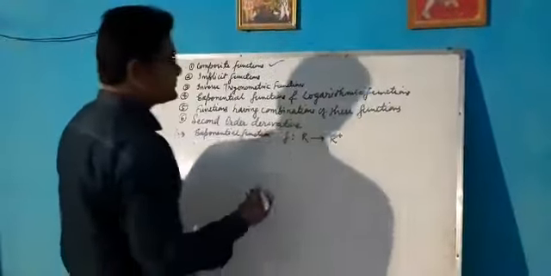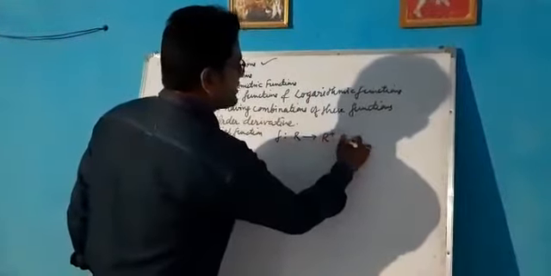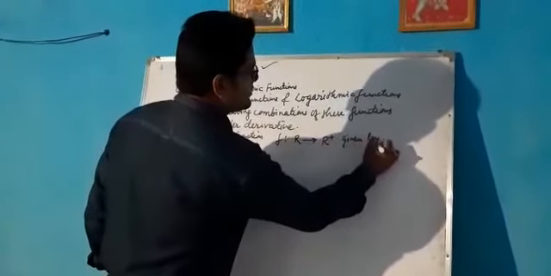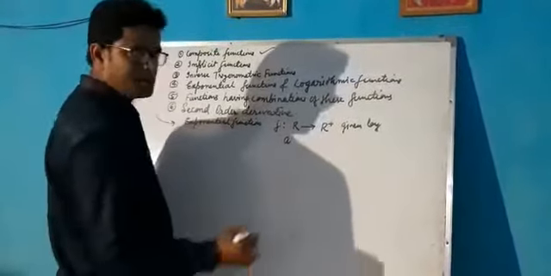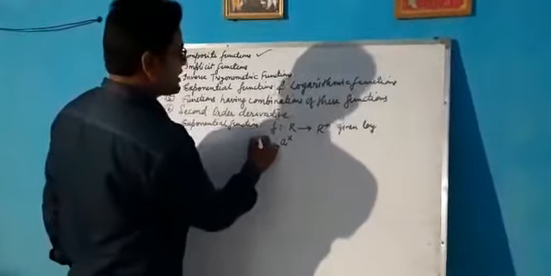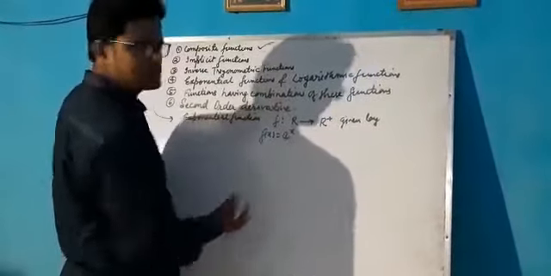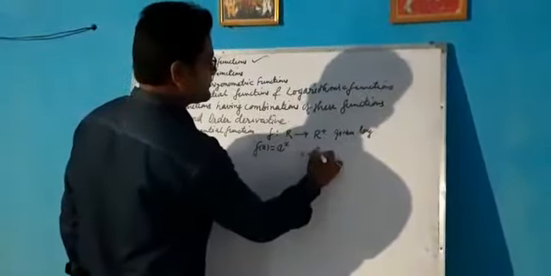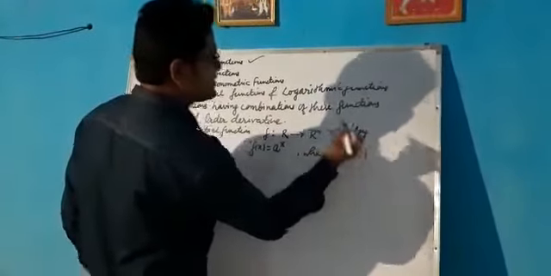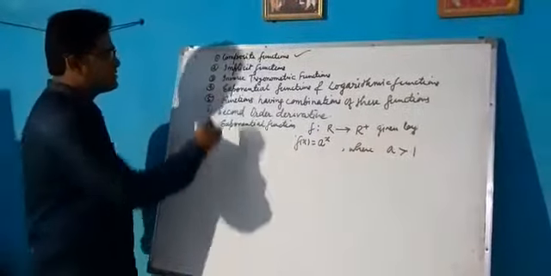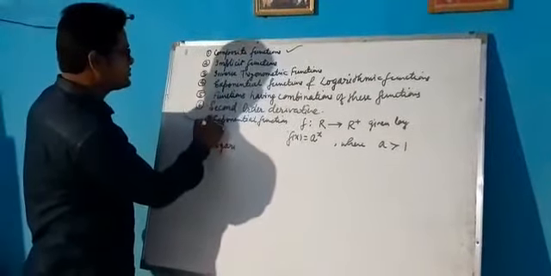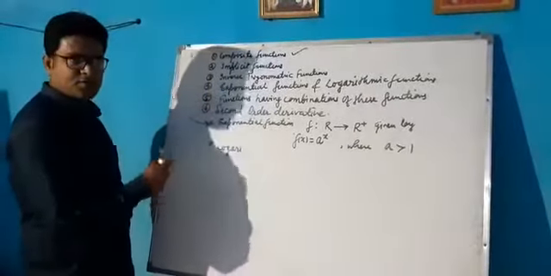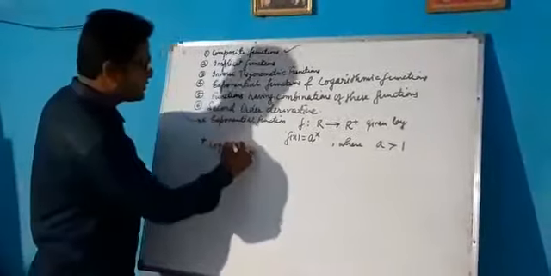Now it is given by f(x) is equal to a to the power x, where a should always be greater than 1. A should not be less than 1. This is the exponential function. So what is a logarithmic function now? These are two extra things I am giving you as knowledge, because you may be given this type of questions in the exam.